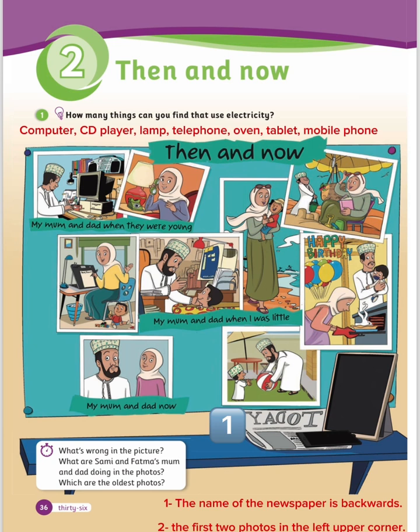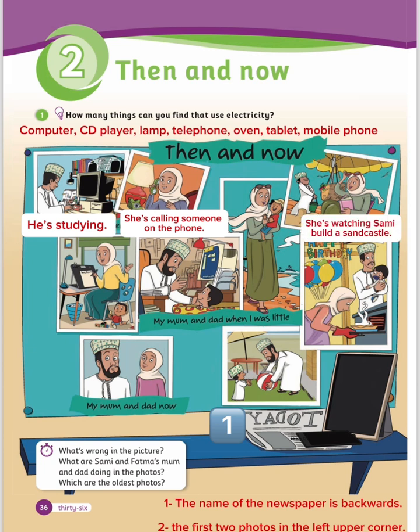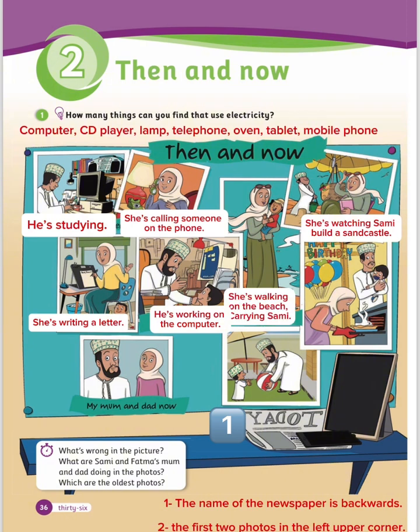Number 2. What are Sami and Fatma's mom and dad doing in the photos? In the first picture, he is studying. She is calling someone on the phone. She is watching Sami build a sand castle. She is writing a letter. He is working on the computer. She is walking on the beach carrying Sami. She is baking a cake.